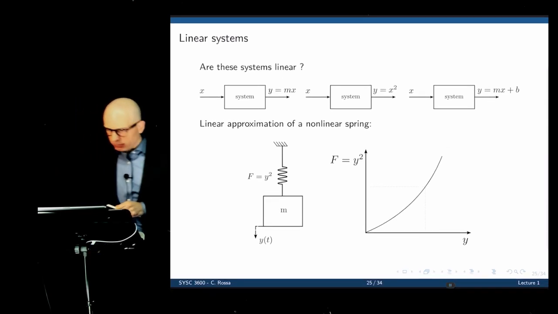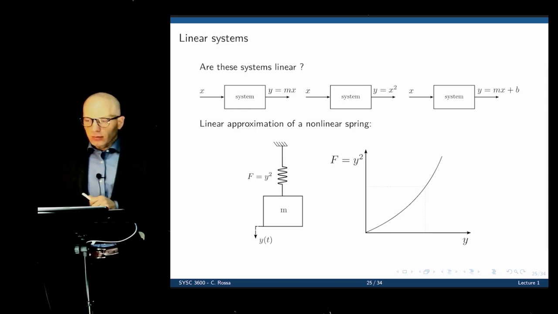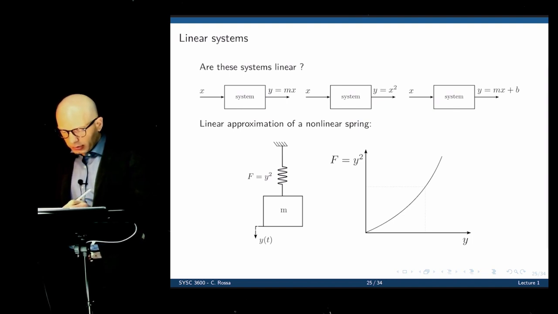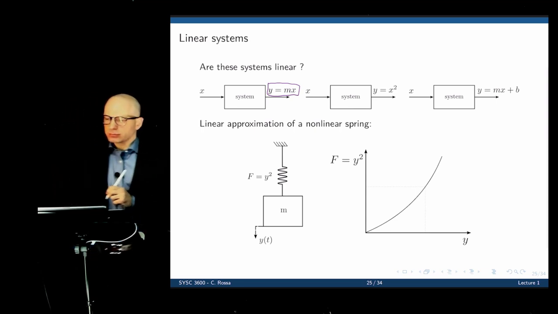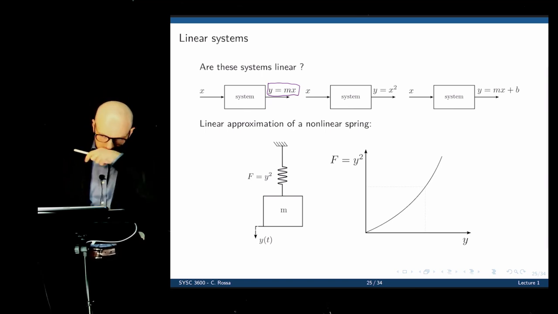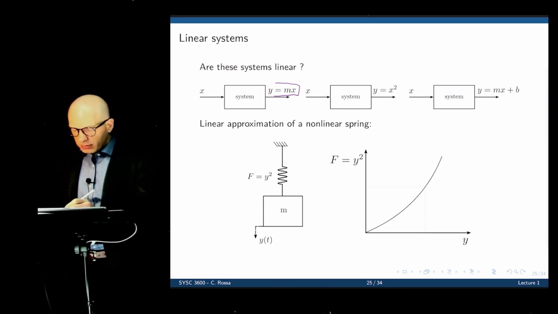Let's just do this example. Are these three systems linear? In this first system here, we have a model that gives the output as a constant times the input. Is this system linear or not? Does this system meet the requirements, the properties that we just discussed? Well, this system is linear. It will meet both requirements.